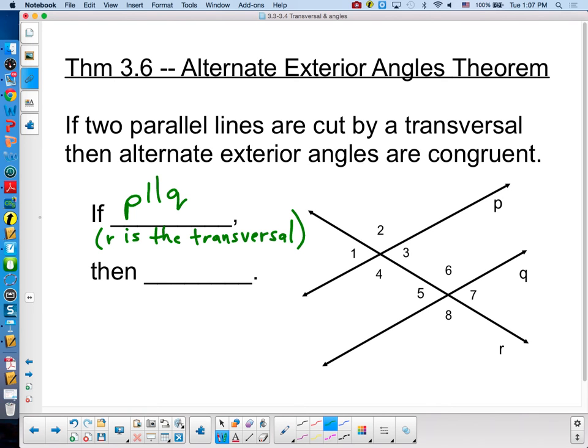One and 7 would be a pair. The other pair he could have said 2 and 8. So then angle 1 is congruent to angle 7. So far, we would be setting them equal to each other, like if we're solving a problem. But what's the last pair's relationship going to be?